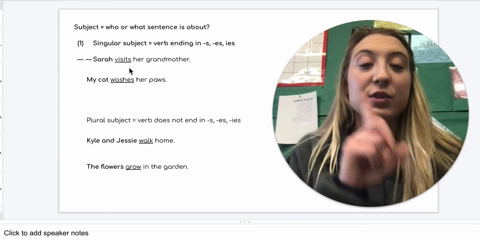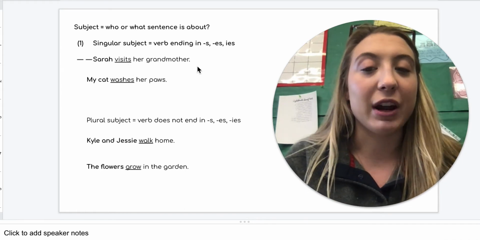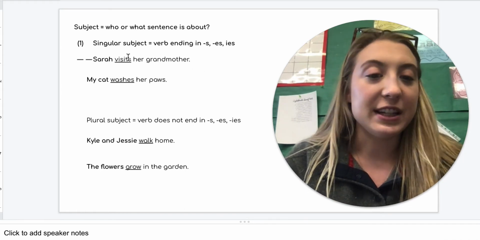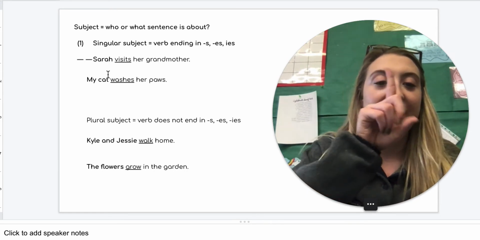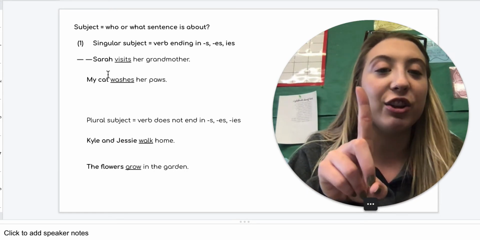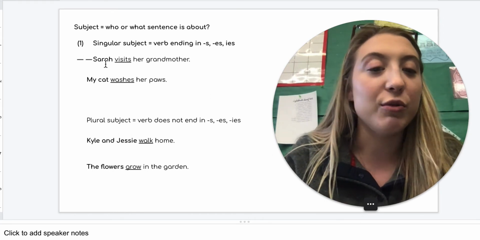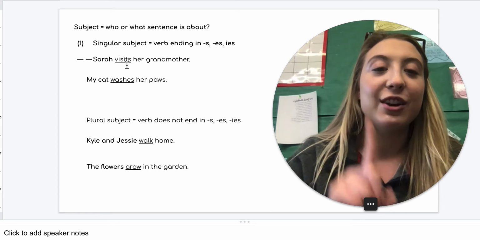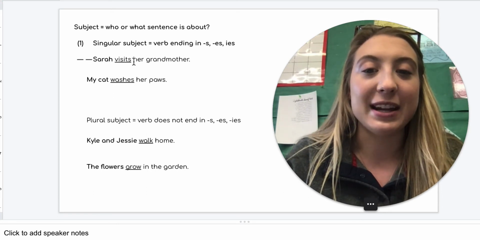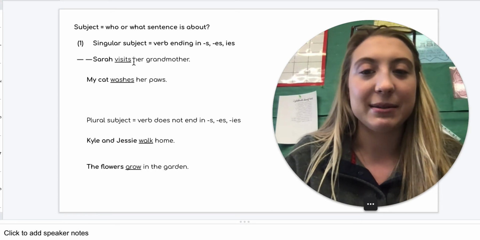So here would be an example. Sarah, that's one person, visits her grandmother. So visits has to end in an S, ES, or IES, because Sarah is singular. We have a singular subject. That is who my sentence is about. Sarah, which is one person. So that means my verb ends in S, ES, or IES.